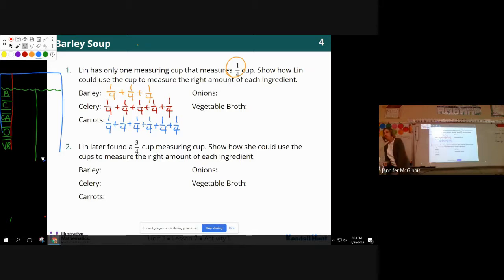The next one's the hard one. Check on your partner. Make sure your partner's good. We got barley, celery, and carrots. Check on your partner. Make sure your partner's caught up where they're supposed to be. You're right.